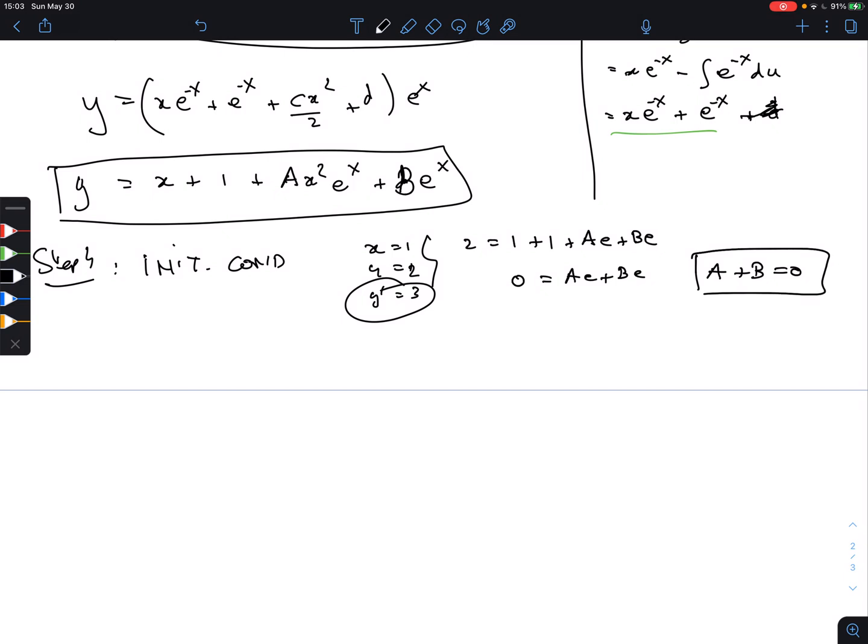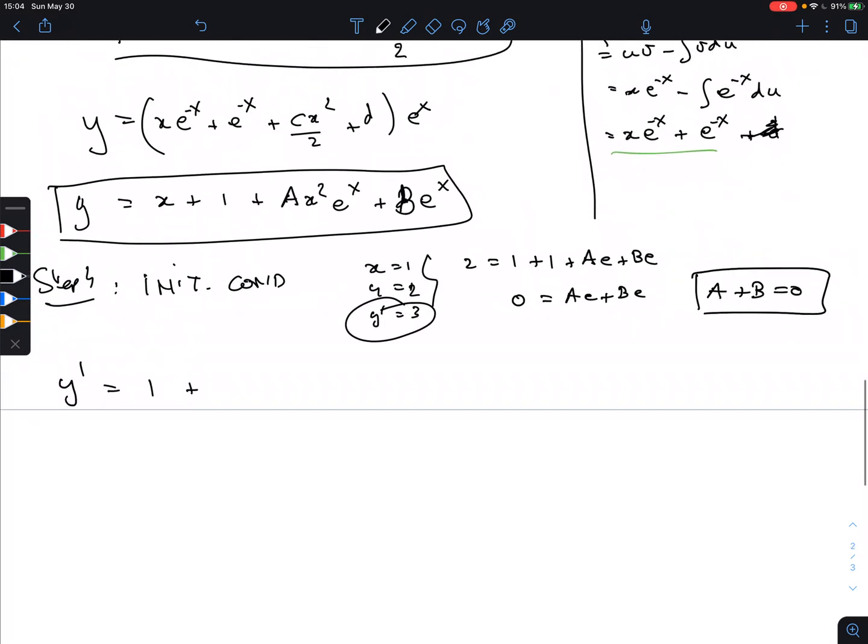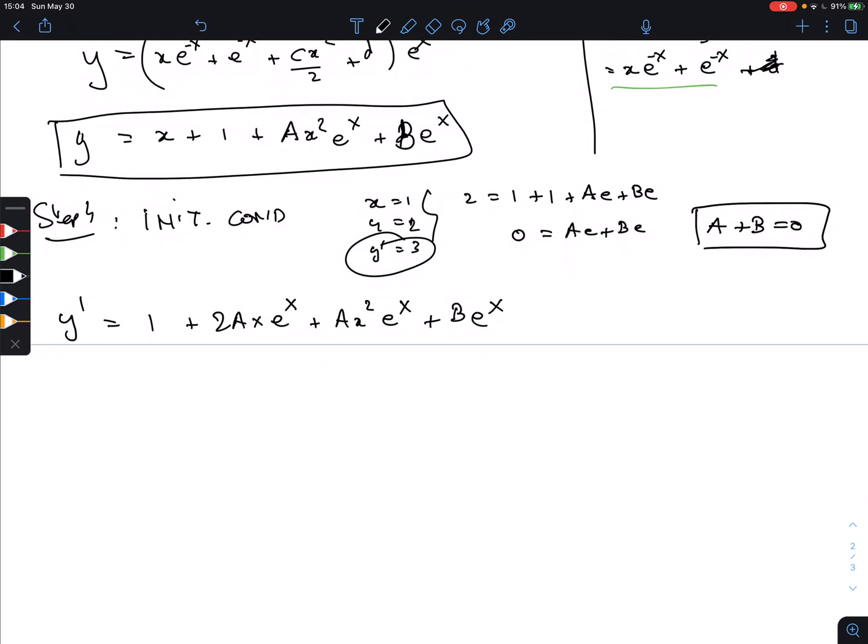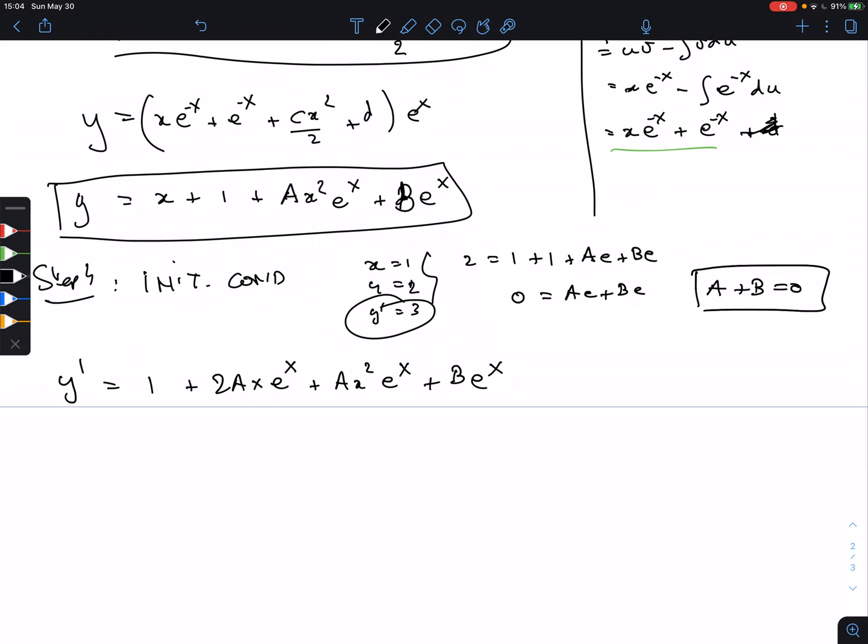And now the second one was, we have to take derivative. Y prime is 1 plus the derivative of the first is 2a x e^x plus a x squared e^x plus b e^x. You follow it, right? Now I plug in 1 again. Oh, sorry, I want y prime to be equal to 1. Okay, I can change this, right? Because it was just giving you an example.